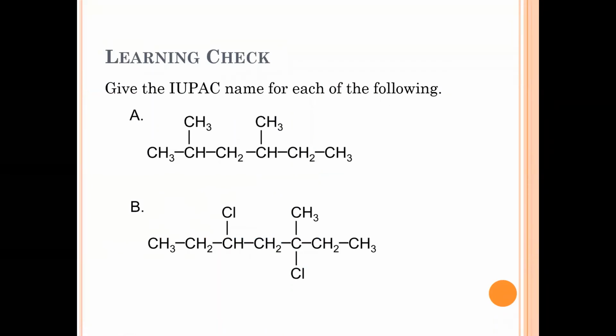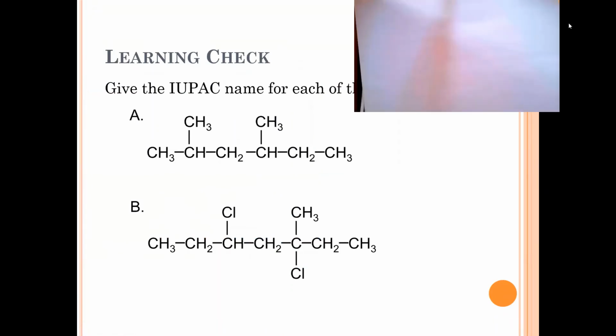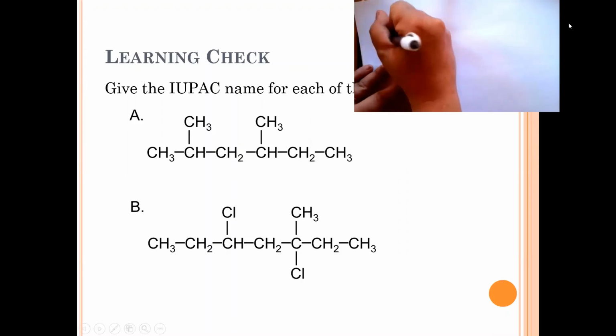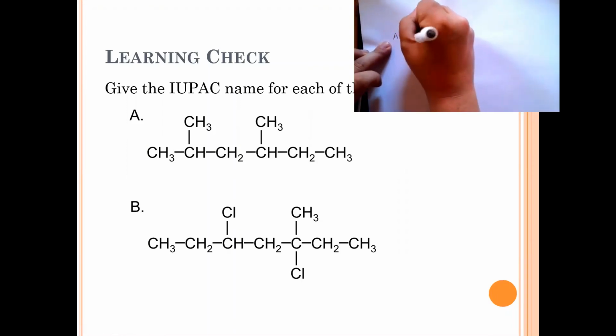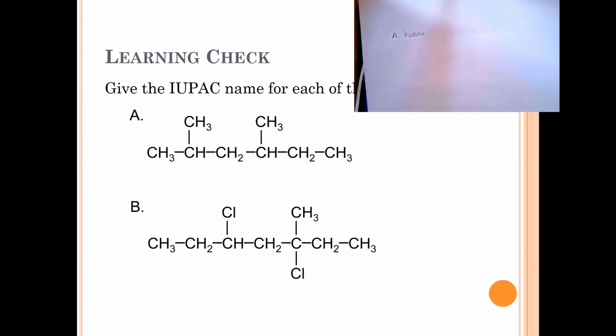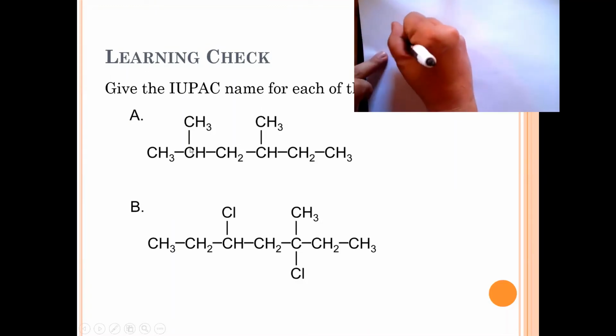Over to these learning checks now, okay? So I'm going to make my screen just a little bit bigger and we'll write the names down. Let's look at A first. A, let's count the longest chain. 1, 2, 3, 4, 5, 6. So we know our base name is hexane. Now remember, we're going to start counting from the end closest to a substituent group. So it's going to give our branches the lowest numbers possible. So we're going to start counting on this side. 1, 2. So at position 2, we have a methyl, 2-methyl.